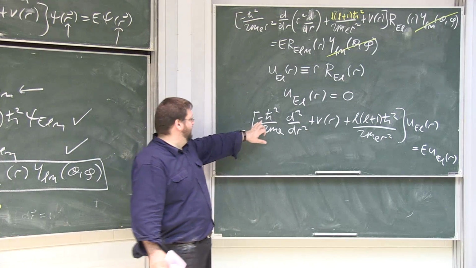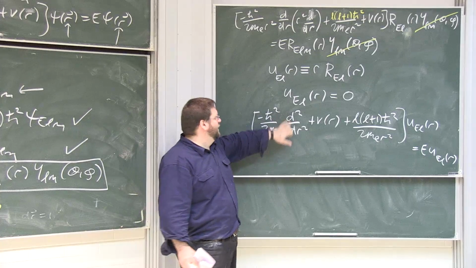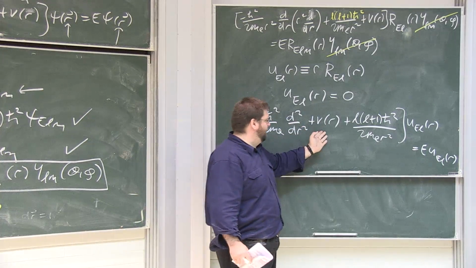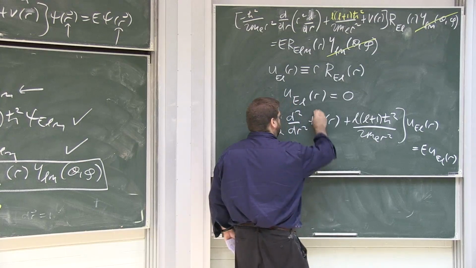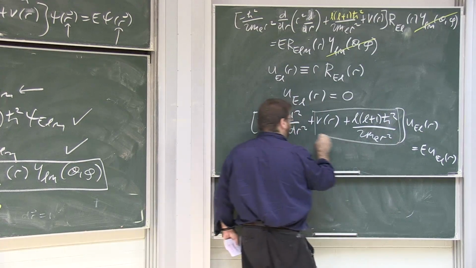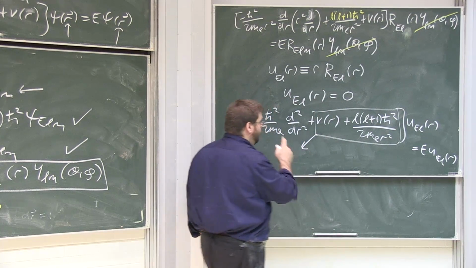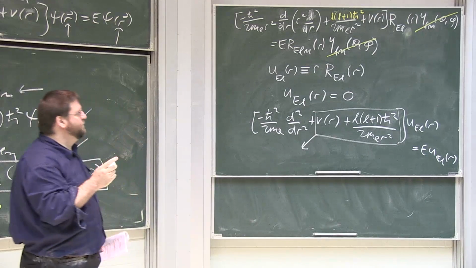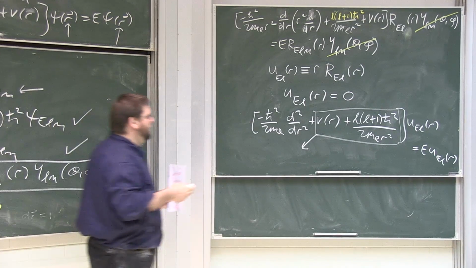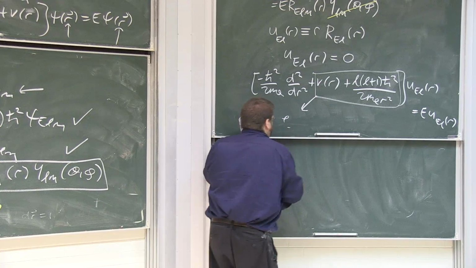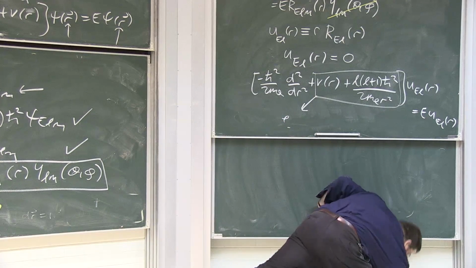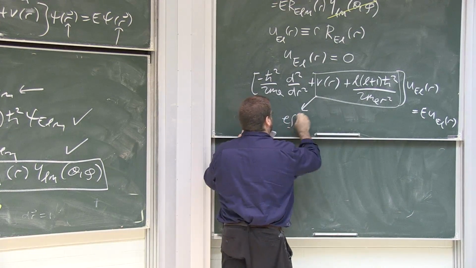In 1D, you'd have minus h bar squared on 2m, d squared by dx squared, plus the potential, acting on the wave function to give the energy times the wave function. So this, if we were in 1D, which we're not, right? This is an intrinsically three-dimensional problem, but if we were in 1D, then what's in the square box would be a potential. So we could call this an effective potential.